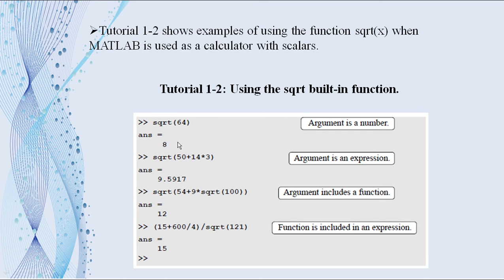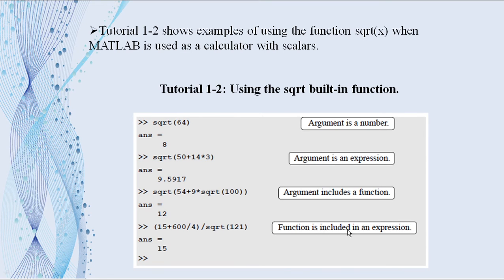Whenever you have a command window, when you type SQRT of 64, you get 8. When you type SQRT of 50 plus 14 into 3, you get what? The answer is 9.5917. It is in short format, which is the default format. Now the argument includes a function. See this, SQRT of and then SQRT of. So it is used as a function here. The answer is 12.